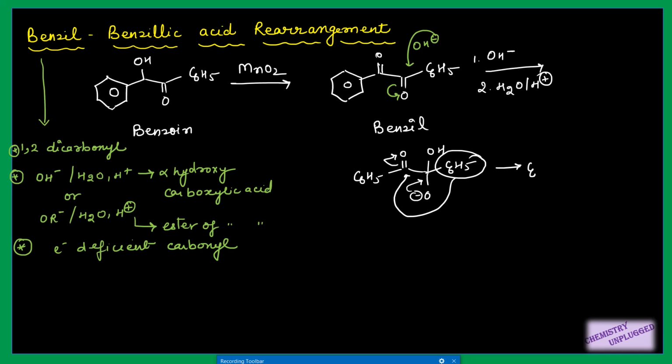So what I will get here, this C6H5 is already there, and this will become OH. First it will form O minus, then it will take a proton and become OH, and here you have the carboxylic group. So this is alpha hydroxy, at the alpha position we have an OH group, alpha hydroxy carboxylic acid. This is our final product, and in this case it is called benzilic acid. That is why it is called the benzil benzilic acid rearrangement, because we are migrating a group here, right?